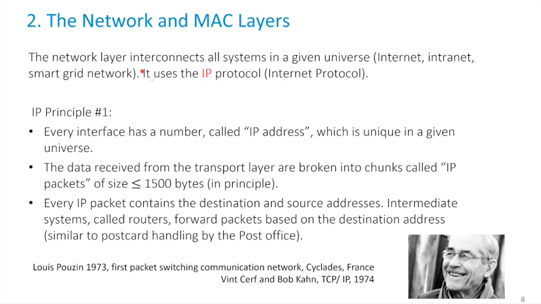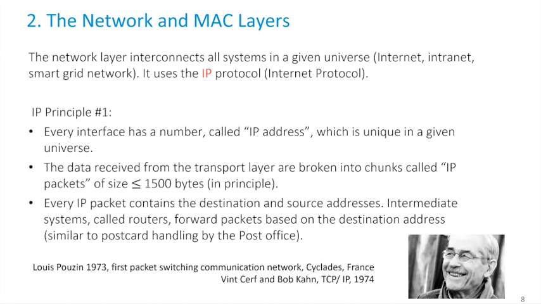So within these universes, the protocol, which is called IP, stands for Internet Protocol, follows a number of principles that we will discuss in detail. So the first principle, which illustrates the main design: every interface has a number called IP address. So what is an interface? Well, this PC is connected over Wi-Fi now, so the Wi-Fi interface has one IP address. I could also put an Ethernet cable into the PC. That would be a second interface that would have a second IP address.